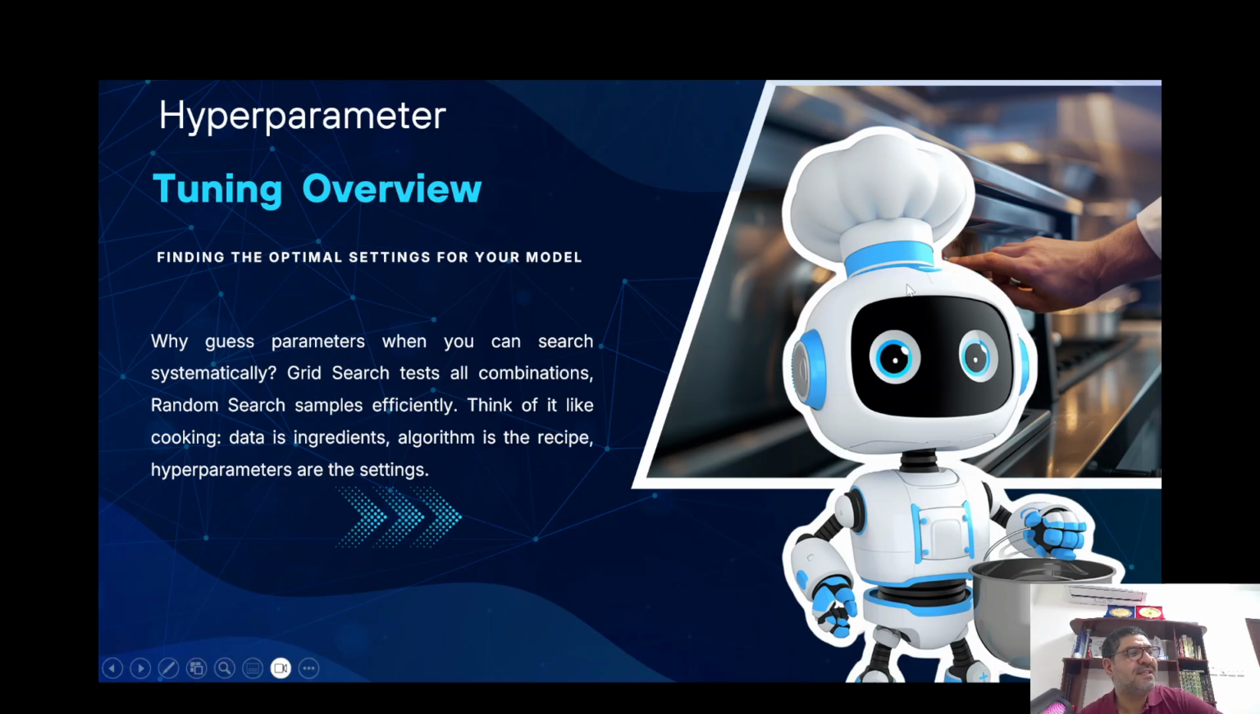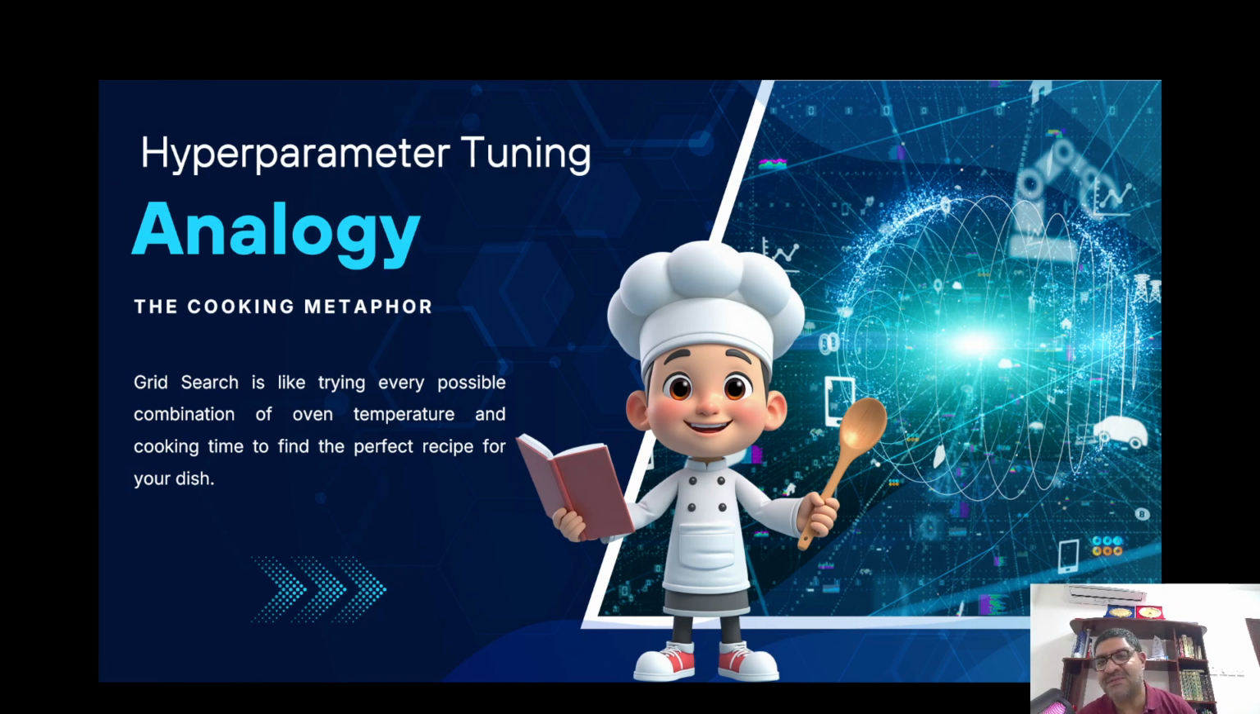In the cooking metaphor, grid search is like trying every possible combination of oven temperature and cooking time to find the perfect recipe for the dish. It tries every temperature at which it could cook a particular dish, and finds the perfect recipe. That means it finds the best parameters that suit your machine learning model. So this analogy fits well.